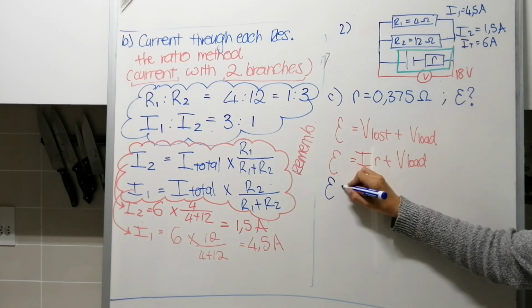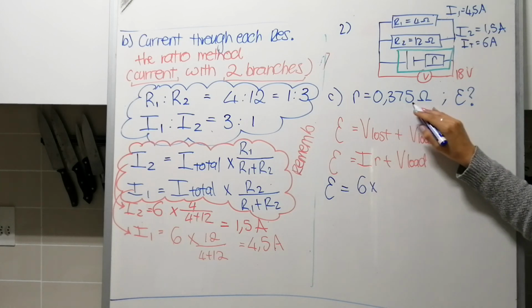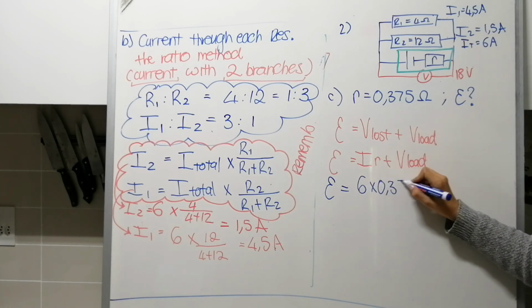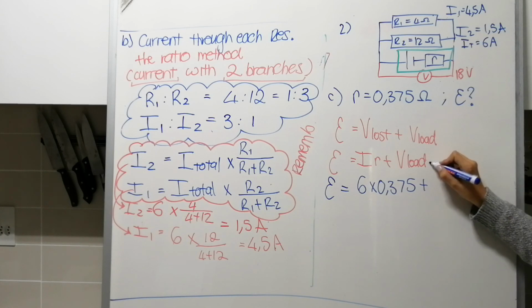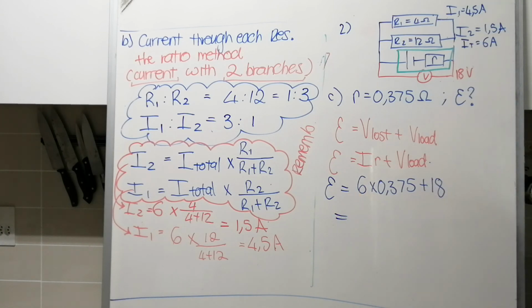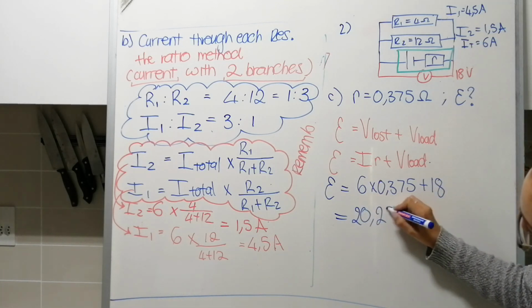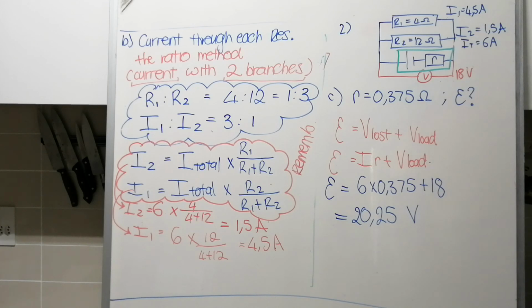We're looking for EMF. EMF is current, which is 6, times internal resistance, which is 0.375, plus V load, which is 18 volts. And we get 6 times 0.375 plus 18, which is 20.25. Is that what I got there? Yes, it is. Always just double check with me. 20.25, and EMF is also measured in volts.